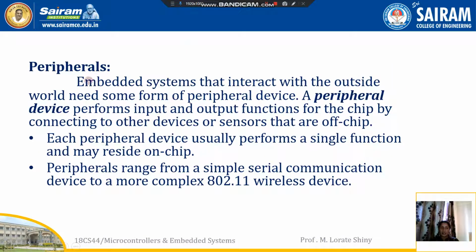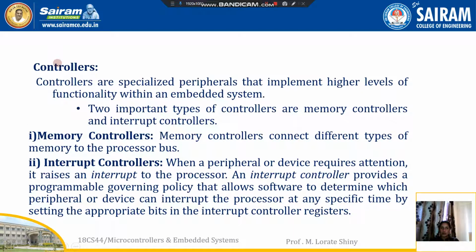Next is peripherals. Peripherals are input output devices through which the external world or user can interact with the embedded device. A peripheral device performs input and output function for the chip by connecting to other devices or sensors. Each peripheral device usually performs a single operation. Next, the last one is controller. Controllers are used to control the functional devices of the embedded device.